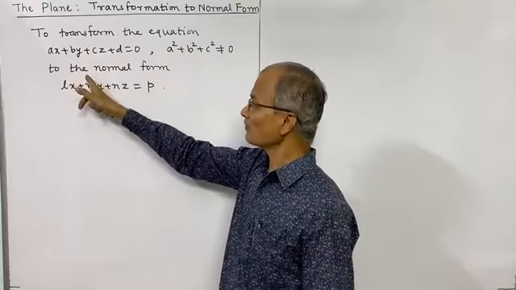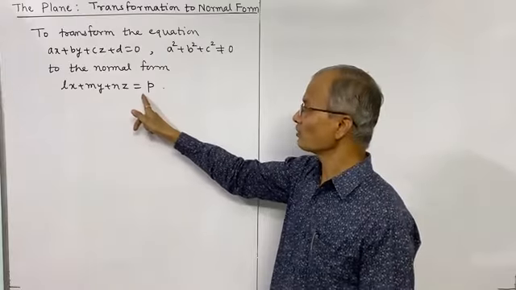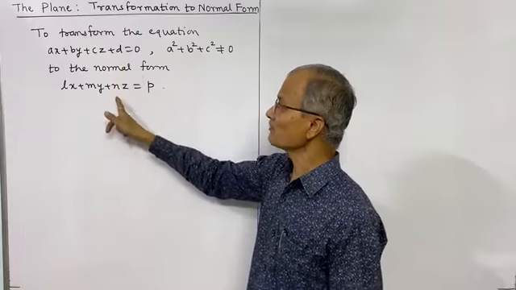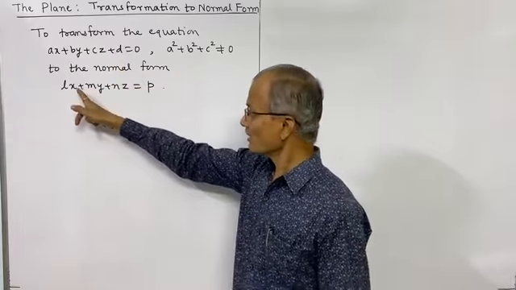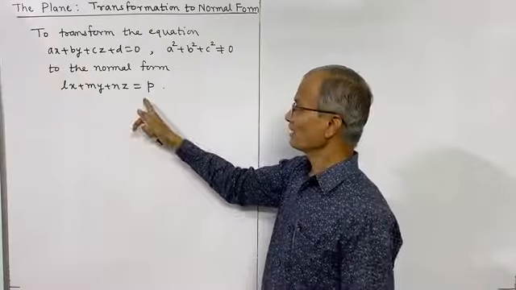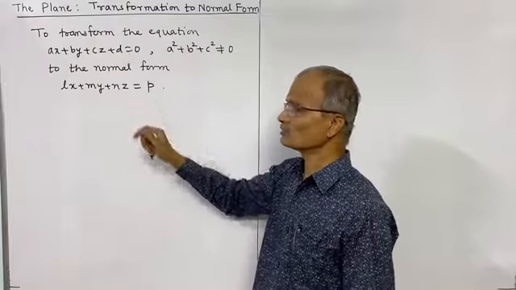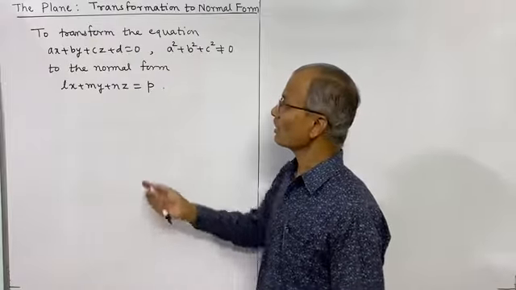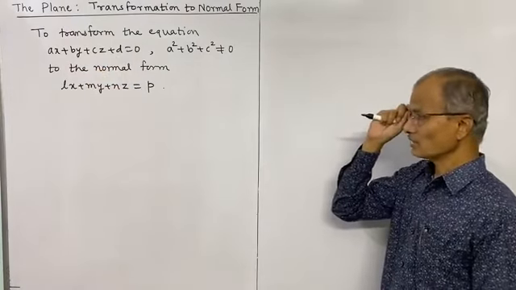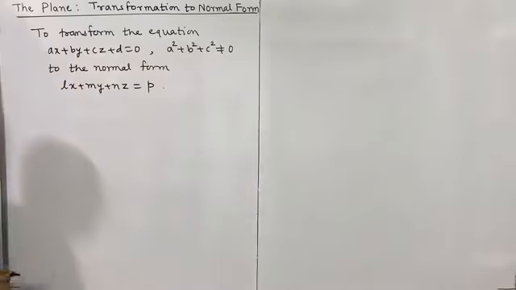Another form we have studied is l times x plus m times y plus n times z equals p. This is known as the normal form. It is a particular form where l, m, n are the direction cosines of the normal, and p is the length of the perpendicular from the origin to the plane. If you want to convert the general equation into normal form, that is the transformation we shall see here. Now we assume the two equations are of the same plane.